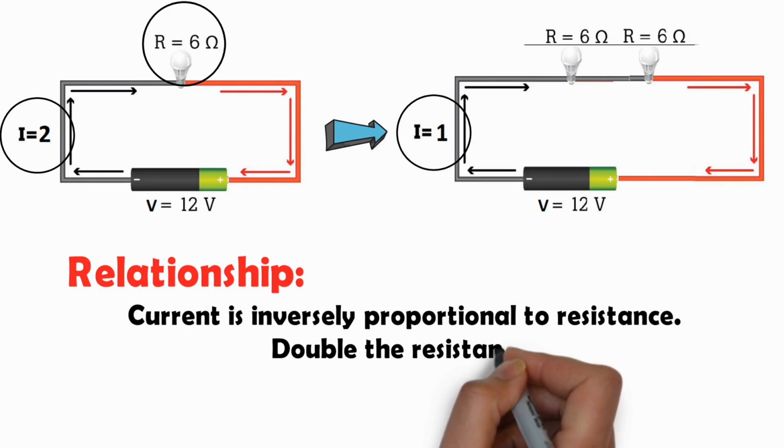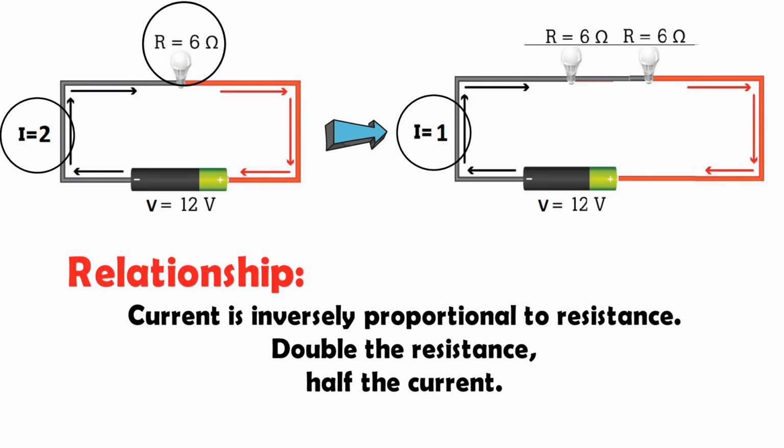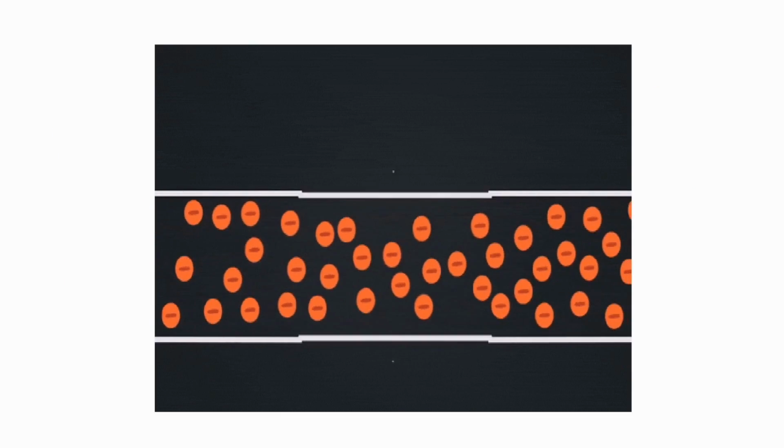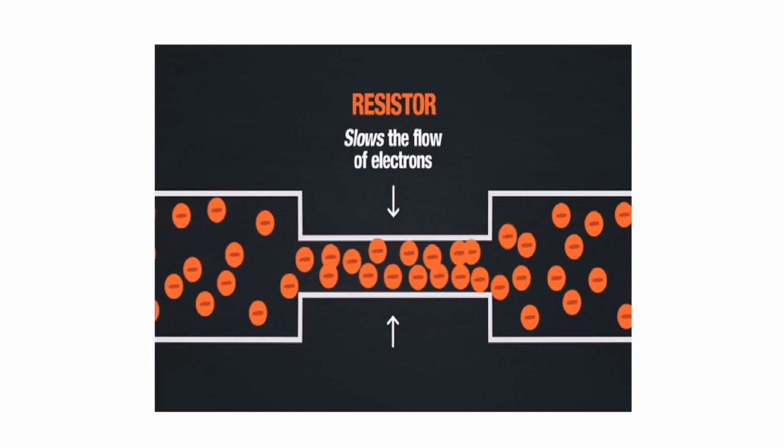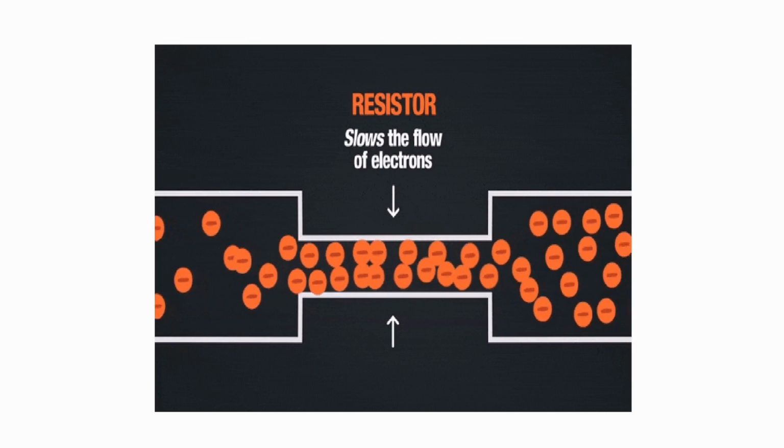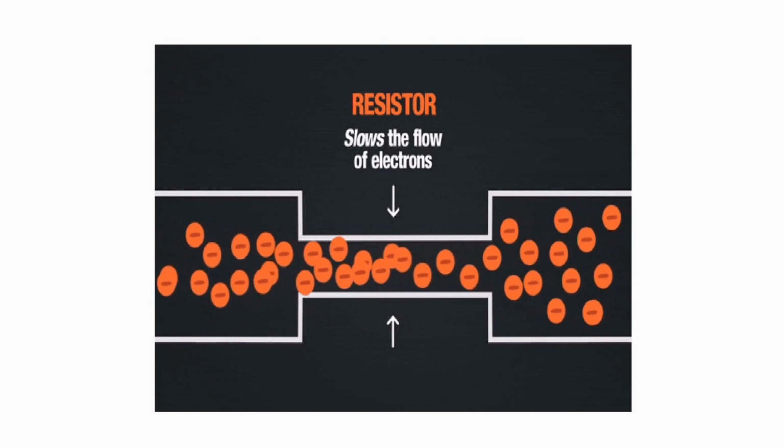Therefore, we can conclude that current is inversely proportional to resistance. Double the resistance, half the current. Remember that resistance is the opposition to the flow of electrons. It tries to prevent electrons from flowing. That is why we use a resistor in a circuit to reduce the current and protect components like an LED.